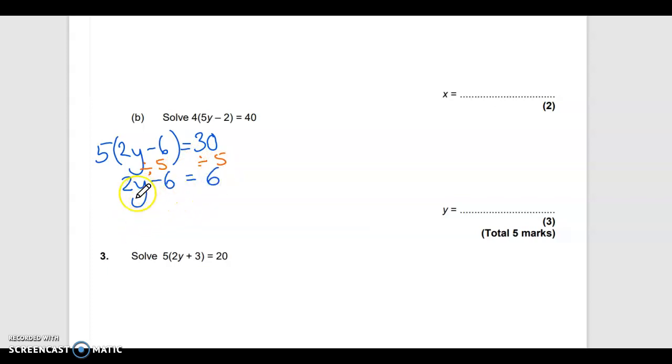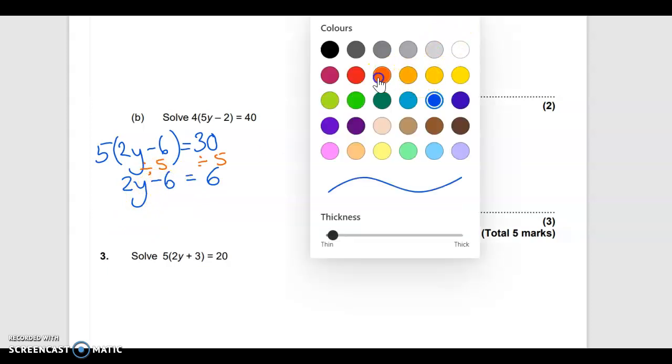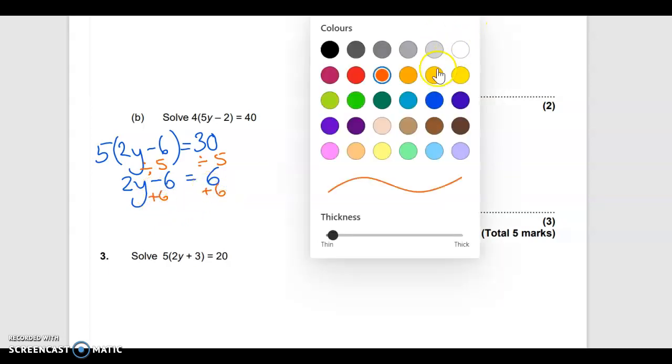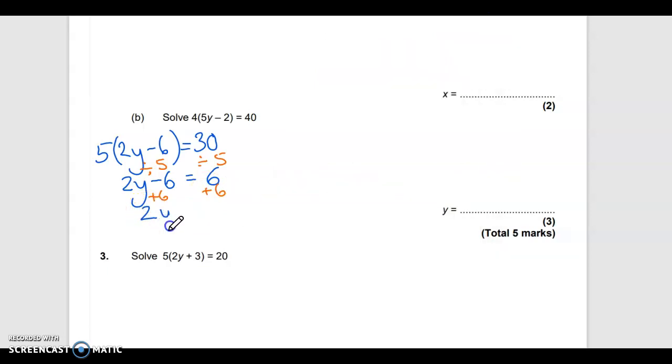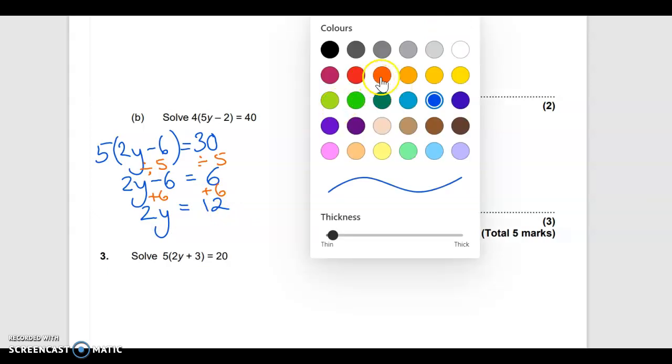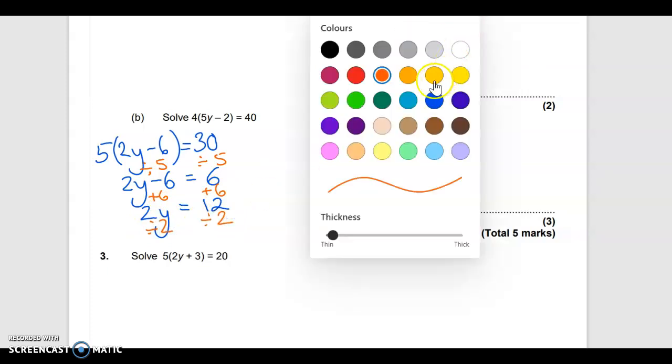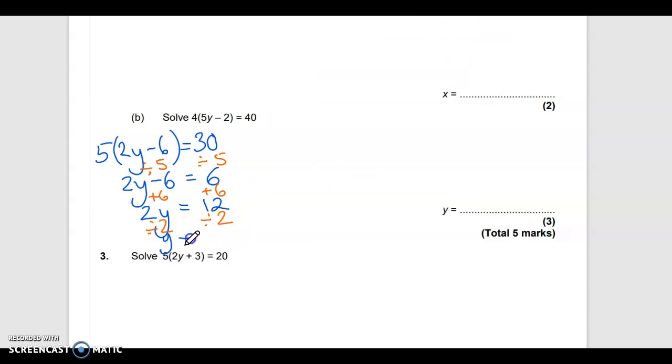Okay, alright, now I'm going to undo this minus 6. So the opposite of minus 6 is to add 6 to both sides. Okay, so then I end up with 2y equals 12, and then finally I'm going to divide by 2 both sides, and then I end up with y equals 6. Okay, and that is my final answer of that example.